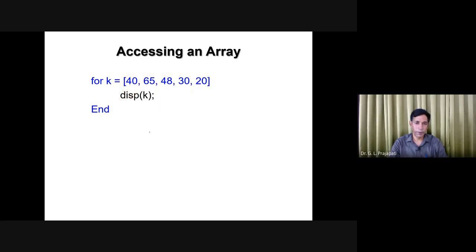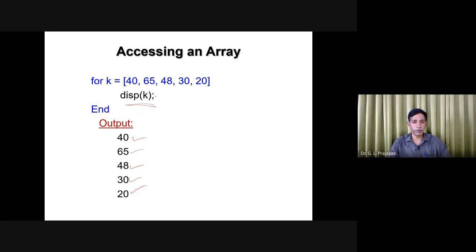Now you can see, if you display k, then the first time you will have 40, then next time 65, then 48, 30, and last time 20. If you use this command, the first time you get 40. For getting this, you can omit the semicolon, and then you will automatically get the result 40, 65, 48, 30, and 20. So first time the first column, next the second column, third time this column, fourth time this column, and fifth time this column. You have displayed.